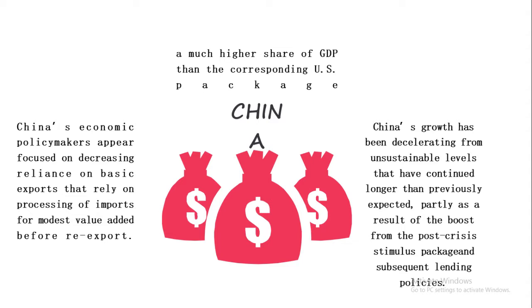Infrastructure and other investment levels have also been at historically unprecedented levels, with nearly half of output represented in investment in official statistics, but a significant fraction of it apparently yielding low returns. China's economic policymakers appear focused on decreasing reliance on basic exports that rely on processing of imports for modest value added before re-export. Moreover, China's growth has been decelerating from unsustainable levels that have continued longer than previously expected, partly as a result of the boost from the post-crisis stimulus package and subsequent lending policies.